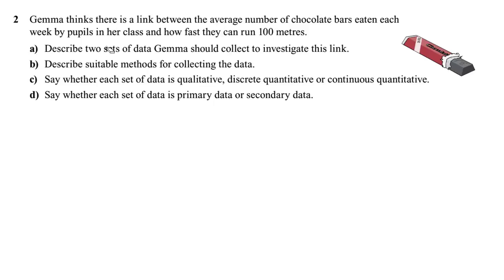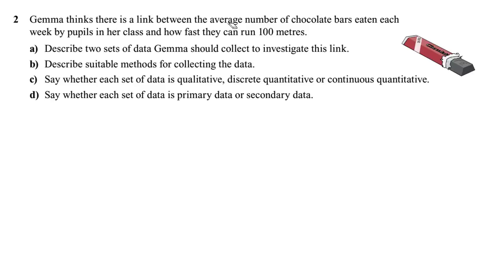Now, question A, describe 2 sets of data Gemma should collect to investigate this link. Now, the 2 sets of data would be coming from this information here. She would want to know, on average, how many chocolates each student eats in a week. So that's the first set of information: the number of chocolates on average each child consumes in a week. The other one is how fast they run, right? So the time they take to run 100 meters, that's going to be the next set of information that she needs.